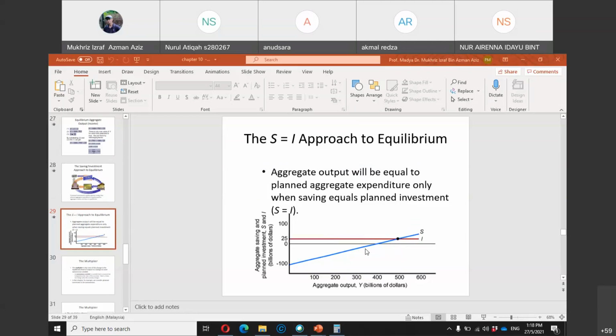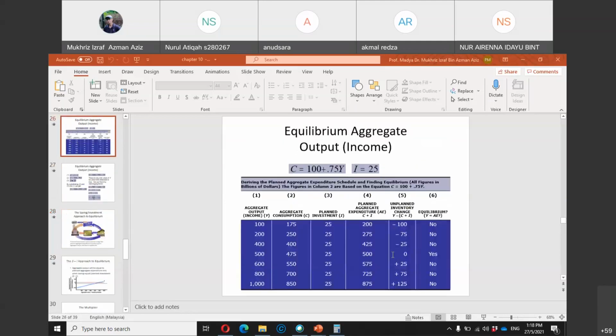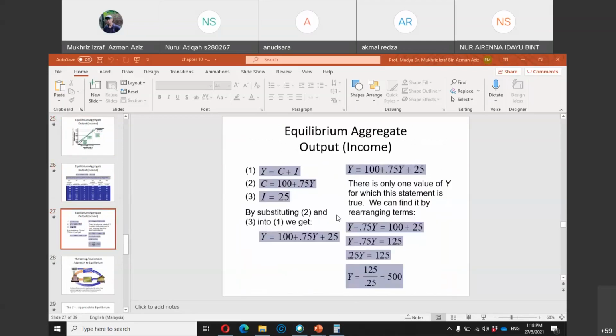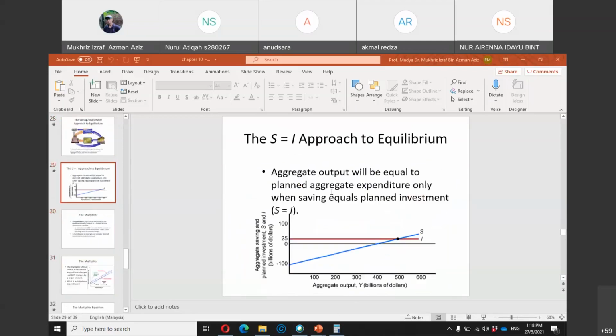You can see here, when the saving line intersects with the investment line, it intersects at the same value of 500, which is the same value that we found when the aggregate expenditure line intersects with the output line, the 45-degree line. So you can see at this point, 500. It will be the same as when saving equals investment.